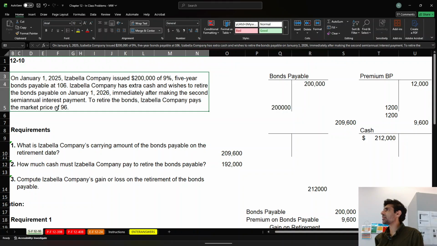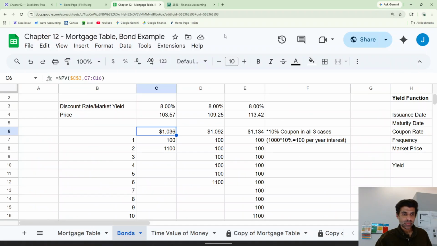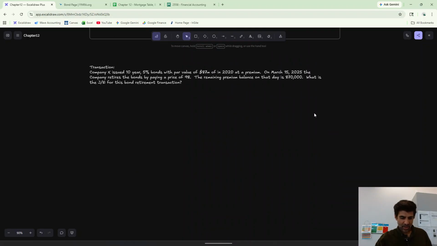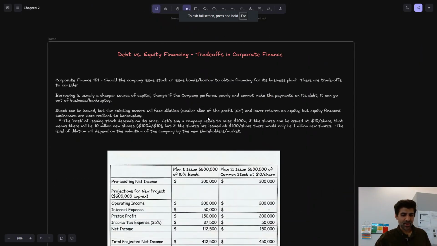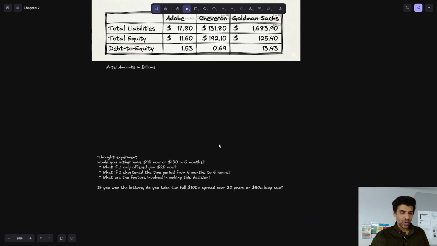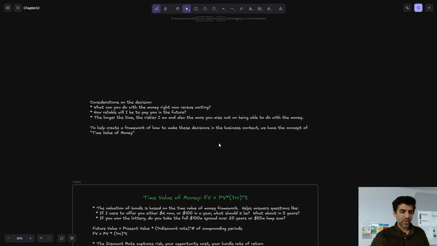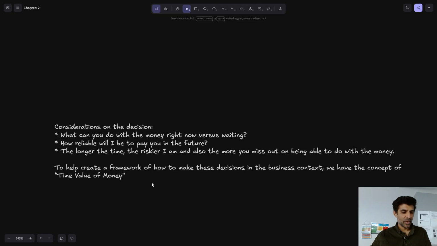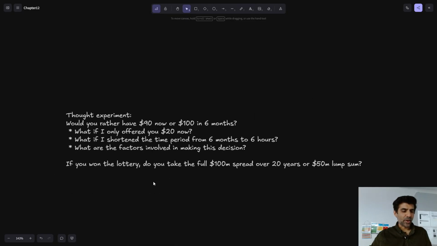Okay, makes sense? Okay, so let's do a quick word on time value of money. I think when you take 187, there will be a whole chapter on this, but I think it's so relevant to bonds that it's worth mentioning, because the whole framework that we just did, this bond pricing, is based on this. Okay, so, thought experiment.